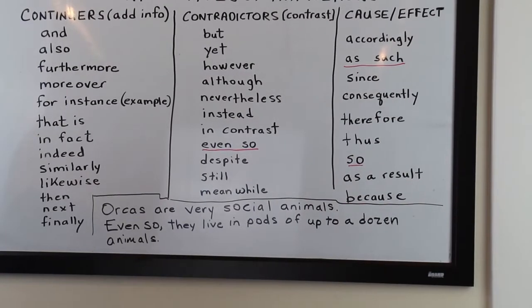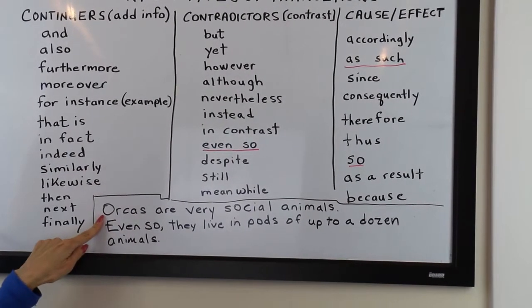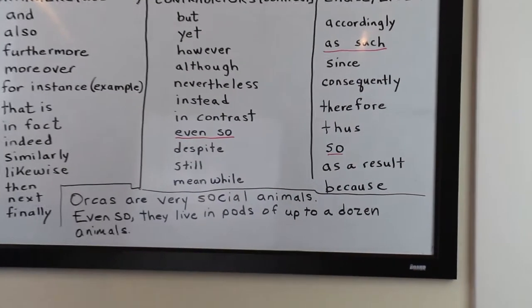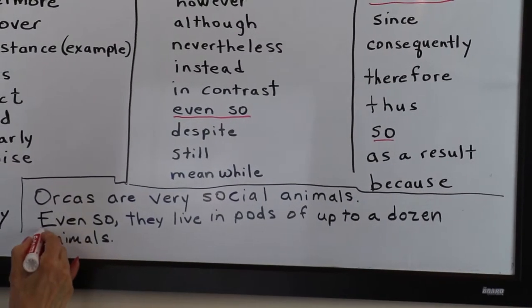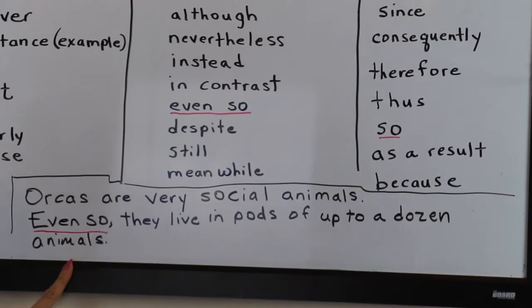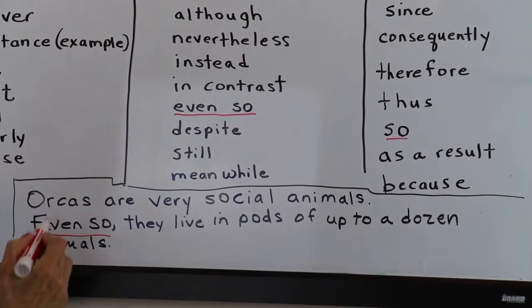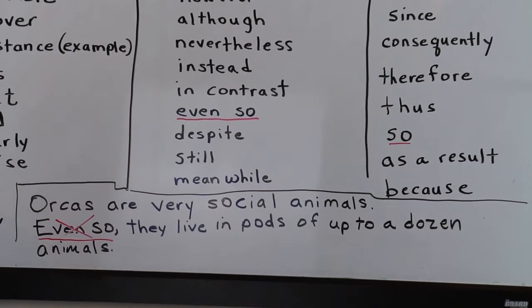Here's a good example of how these transition words can help you. Orcas are very social animals. Even so, they live in pods of up to a dozen animals. And so the transition words are even so. Something doesn't sound quite right about that. Let's try a strategy where you cross out the transition words.